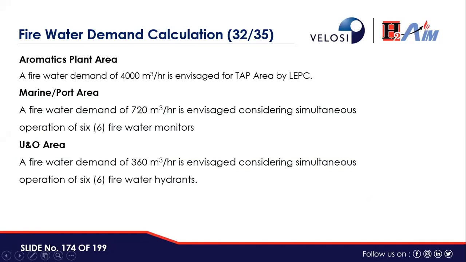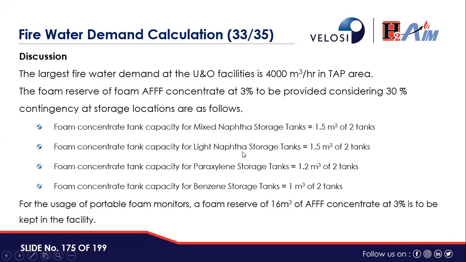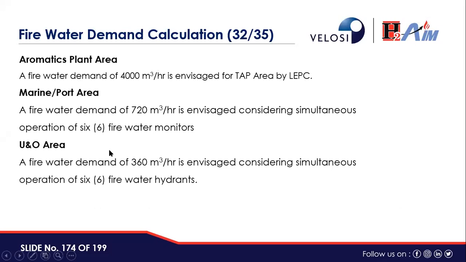So for the aromatics plant area, the fire water demand was 4,000 cubic meter per hour. The fire water demand of 720 cubic meter per hour is envisaged considering simultaneous operation of 6 fire water monitors, and for the utilities and offsite area, the fire water demand of 360 cubic meter per hour is envisaged considering simultaneous operation of 6 fire water hydrants. So the largest fire water demand at the utilities and offsite is at the utilities and offsite aromatic area.